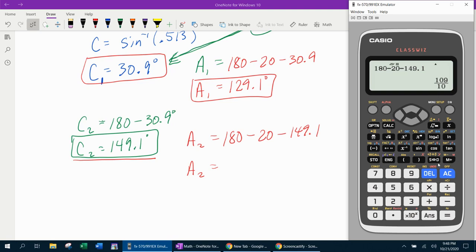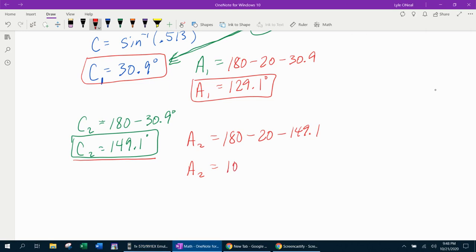Oh, look at that, it's positive. Now, if this number would have come up negative, then we would only have one set of answers, because you can't have a negative angle, and that's how you know whether you're going to have one set of answers or two sets of answers. If this very last angle comes up positive, which it did, that means that we are going to have two sets of answers, okay?